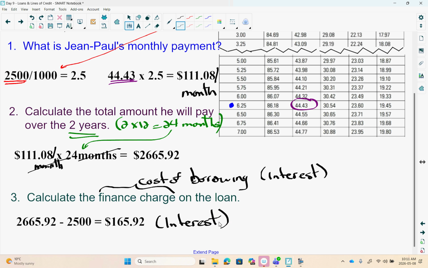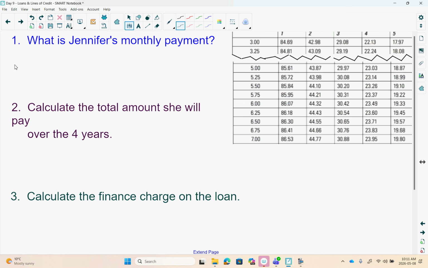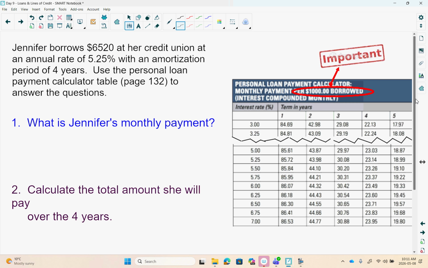Let's do one together, and then you can practice one. Okay, so this one was already worked out for you, but let's use this as our template to do the next question. Okay, so when I flip over, you can go after this, okay? We're talking about Jennifer. Jennifer borrows $6,520 at her credit union at an annual rate of 5.25% with an amortization period of 4 years. So we don't know what she's borrowing the money for. Okay? Doesn't really matter.